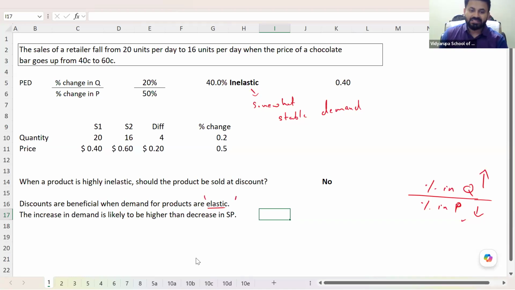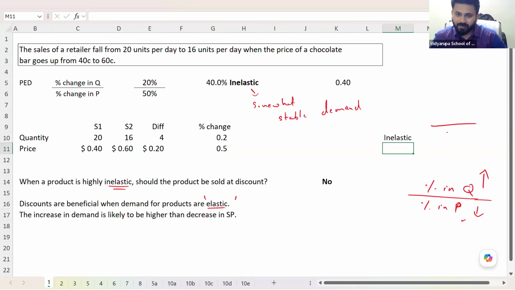But if it is inelastic, like in this question we said, if it is highly inelastic, what does it mean? Even if you reduce the price, demand will not increase drastically. For example, we reduce the price by 10%, but the sales might increase only by maybe 2% or 4%. So it's not good. Even if you are reducing the price, the increase in sales is not worth it.